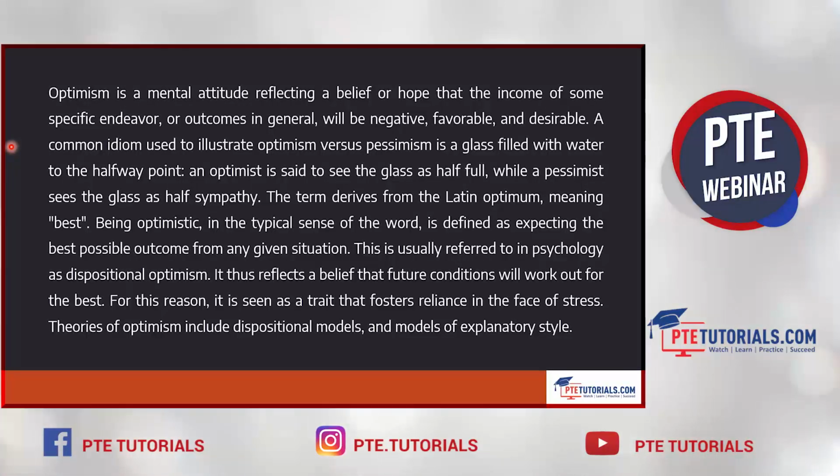Being optimistic, in the typical sense of the word, is defined as expecting the best possible outcome from any given situation. This is usually referred to in psychology as dispositional optimism. It thus reflects a belief that future conditions will work out for the best. For this reason, it is seen as a trait that fosters resilience in the face of stress. Theories of optimism include dispositional models and models of explanatory style.